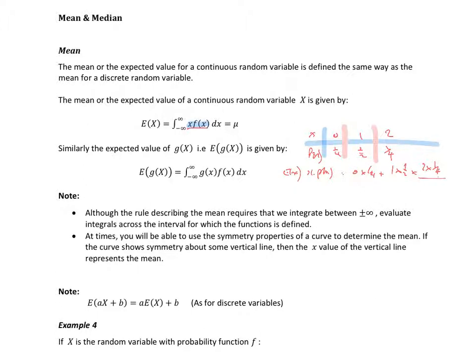So my expected value, which we use the mu symbol for, is the same integral over the same limits of integration. We just do x times the probability of x. So in other words, x times the function. And if by chance we've got a function there to say the expected value of some g of x function, we just multiply the functions together.